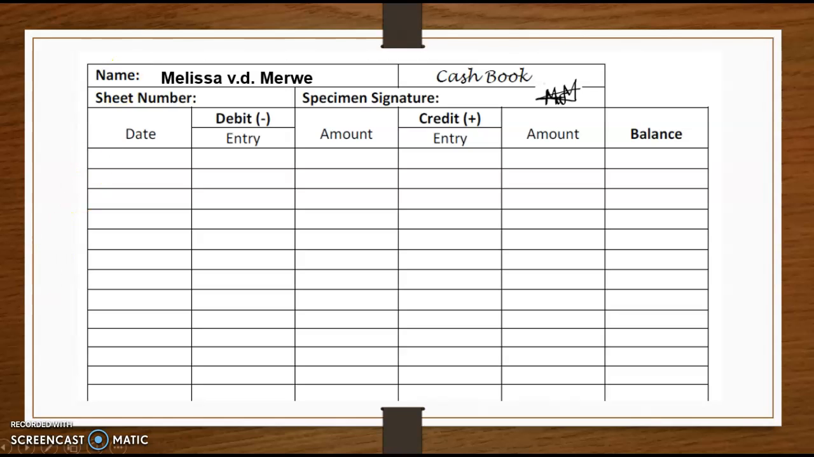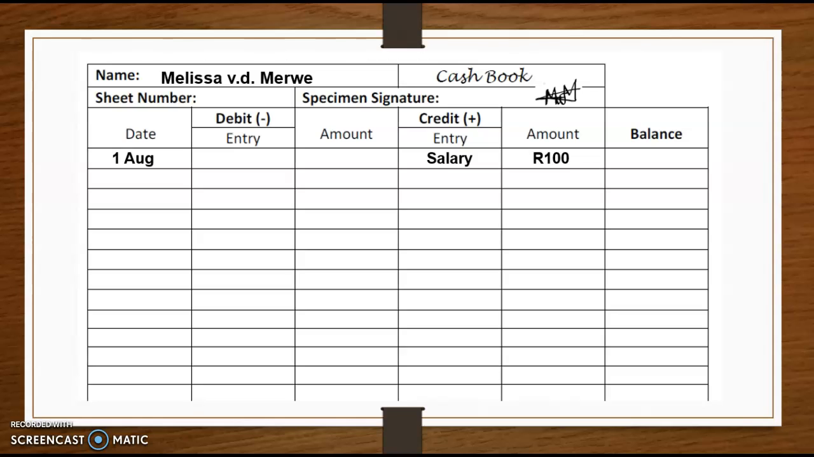Our first transaction was on the 1st of August, so you're going to write that into the date column. And it was to receive your salary. So we already indicated that that would be a plus. So you're going to write in the credit column that you got a salary. You have to give a reason for the money that you've earned or lost. And you also have to write in the amount, which was 100 Rand.